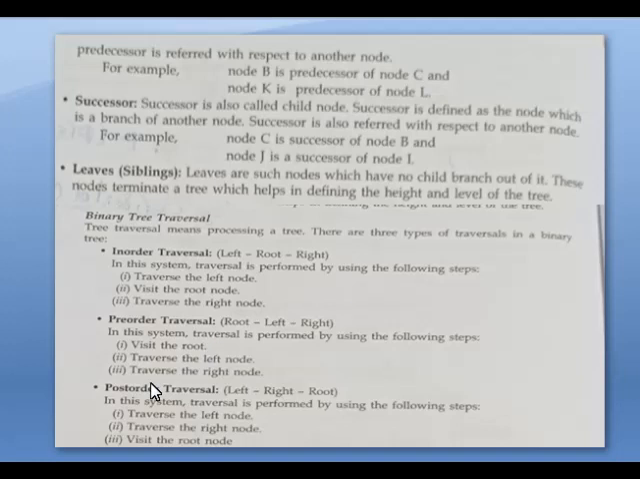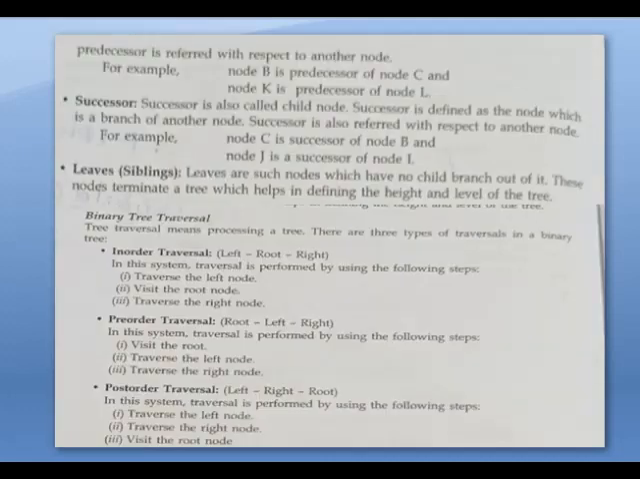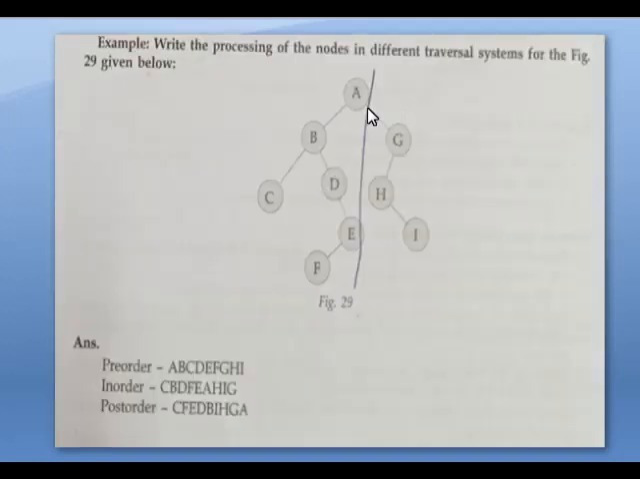So here one figure is there. Write the processing of the nodes in the traversal systems. First, pre-order traversal. Pre-order traversal means root, left, right. First we have to go to the root, that is A. Then we go to the left side, B, C, D. Then on the next left side nothing is there, so you go to the right side, E, F. So the left portion is over, then we go to the right. On the right also we follow the same rule. First is G, then H, I. This is pre-order traversal.